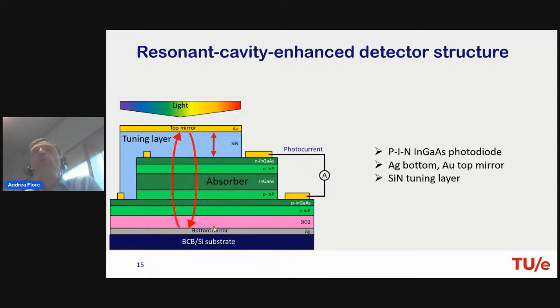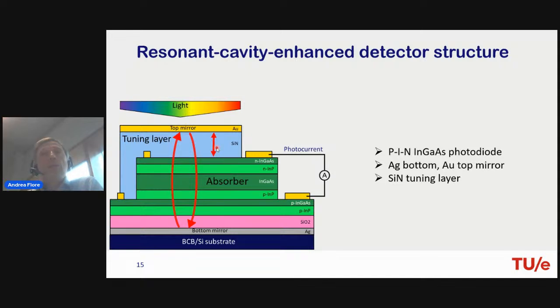What we really do on top of that is integrating a filter. And we do this by putting a bottom mirror and a top mirror. These two mirrors together form a Fabry-Perot cavity, and that produces an optical resonance. This is what we use, because light that is incident from the top can only get inside the structure if it matches the resonant wavelength of this cavity.